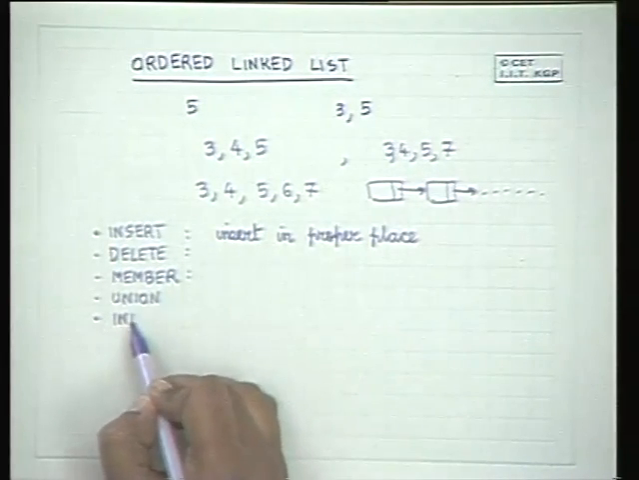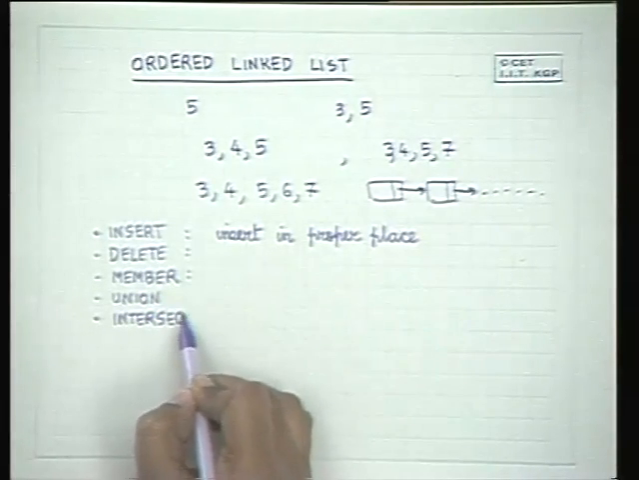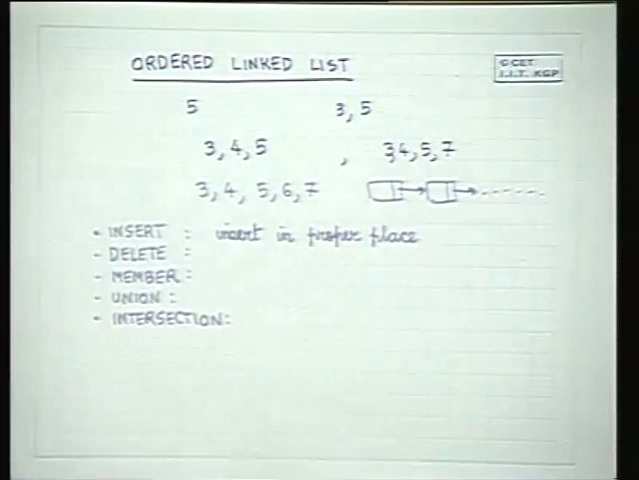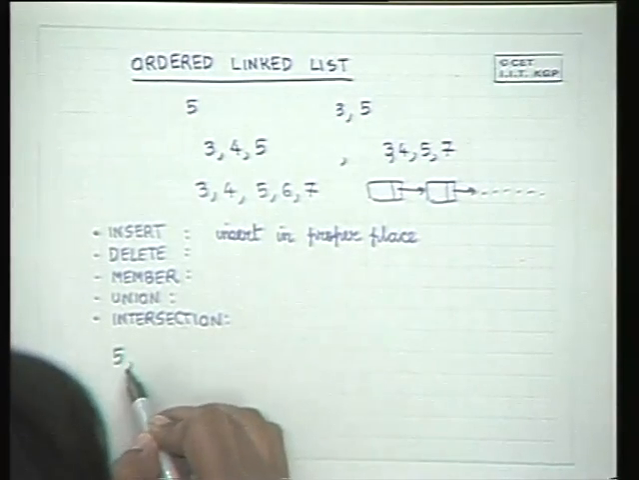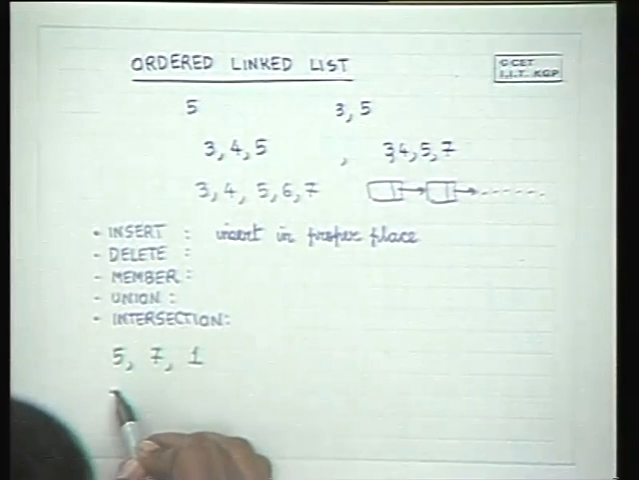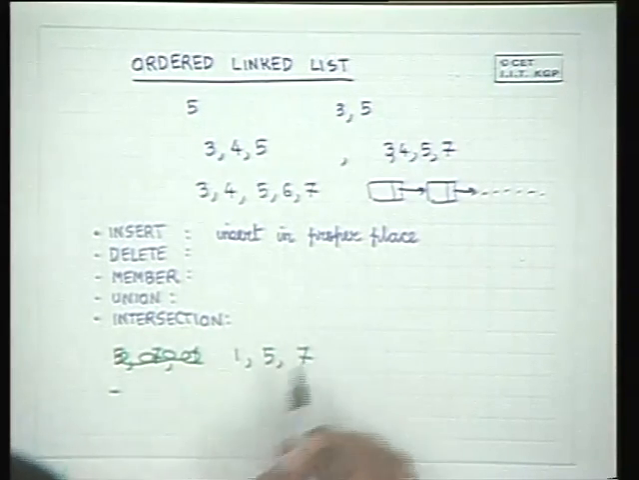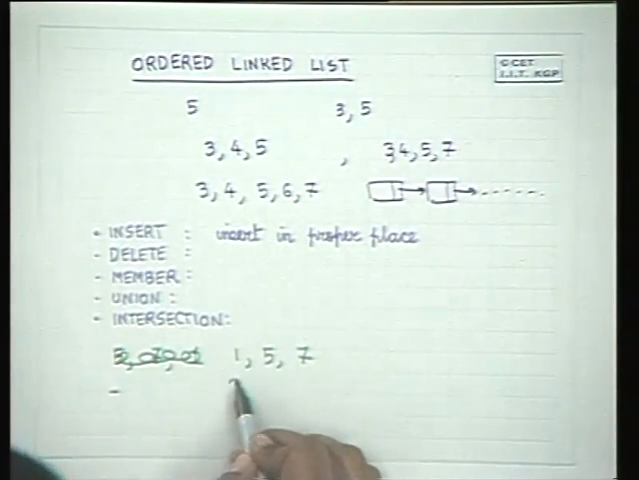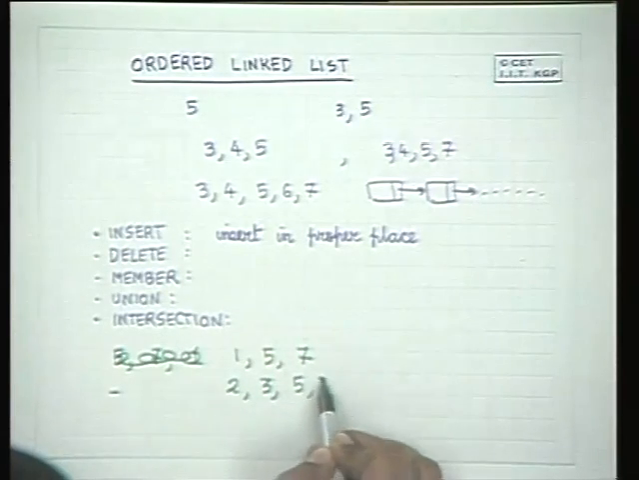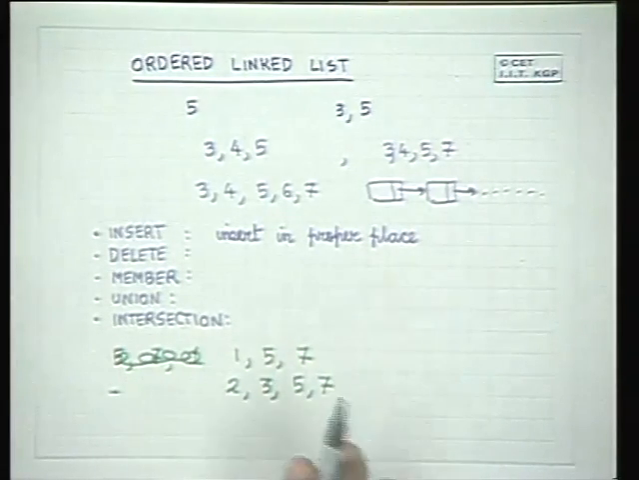Union and intersection. Can you tell me how you do union here? Let us take the same set of elements, 5, 7, 1. So 5, 7, 1 would now be stored as 1, 5, 7, and 3, 5, 2, 7 would now be stored as 2, 3, 5, 7. To the user it is just a set with these operations. This is how we are implementing it. We are implementing it as an ordered list, but to the user it is a set.